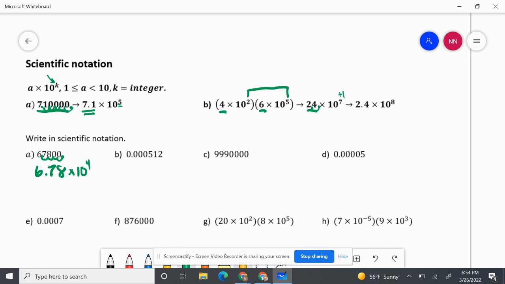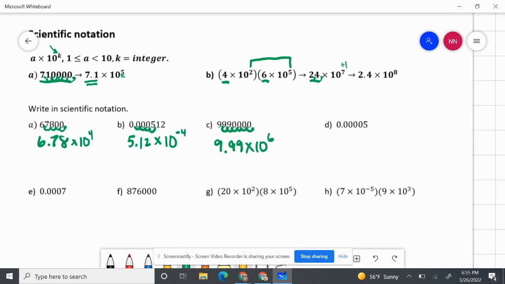Now, looking at letter B, what we need is a number between 1 and 10. That would be 5.12. When we move the decimal to that spot, 1, 2, 3, 4, it would be times 10 to the 4th. But remember, this is a small number, so that would be negative 4. Looking at the next one, 9.99 would be a number between 1 and 10. 1, 2, 3, 4, 5, 6. So that would be times 10 to the 6th.